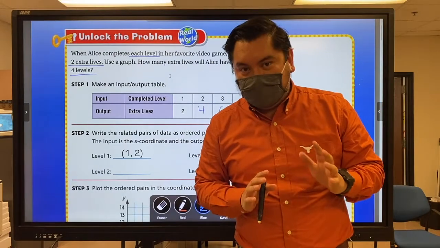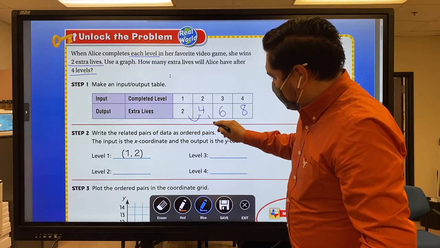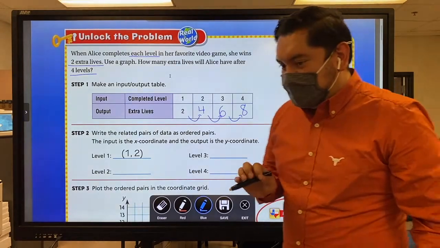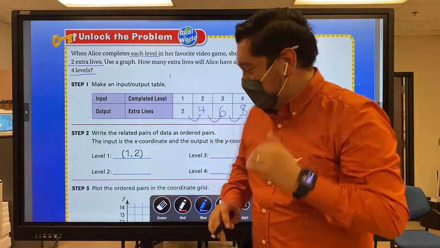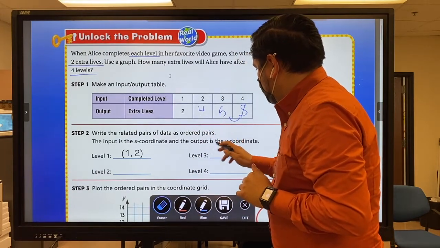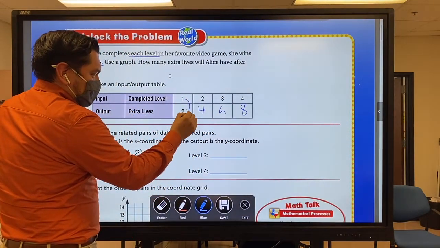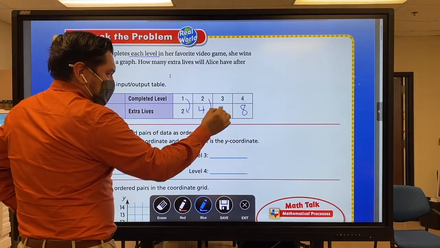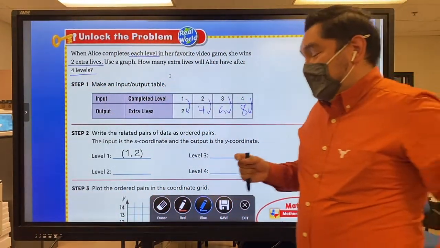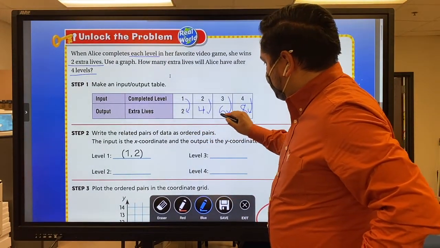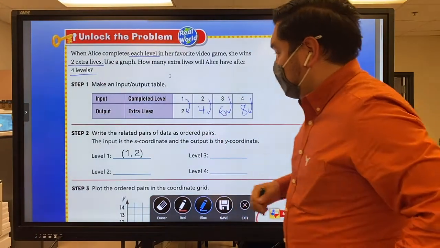Now, I wanna make something very clear. The pattern is not from left to right here. You need to understand that whenever there's an input-output table, you're moving from X to Y, which means you're moving from input to output. So you're moving from top to bottom, input to output, top to bottom. That's the pattern that you need to be looking at. Now, I do agree, it looks like it's plus two, plus two, plus two, but if you do that, you're not gonna get to the correct answer that this problem is looking for. So let's take a look.